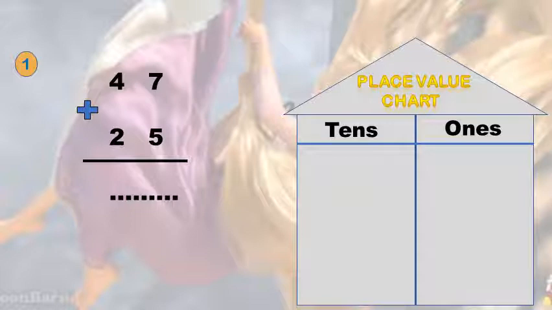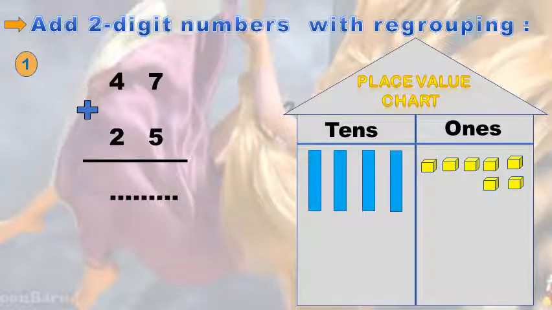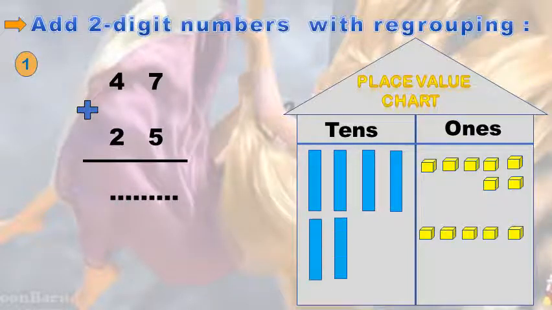So we are going to start by putting the ones first in the place value chart. Putting what? Yes, putting 7 ones. And how many tens in the tens room? We are going to put 4 tens. Let's add to it 5 in the ones and 2 in the tens. Okay, let's add the numbers now, starting from the ones.